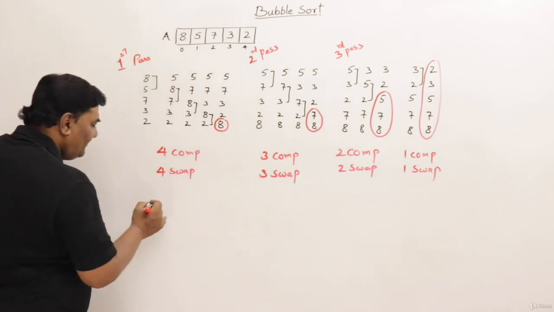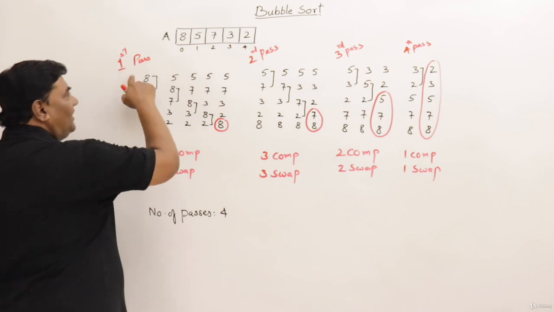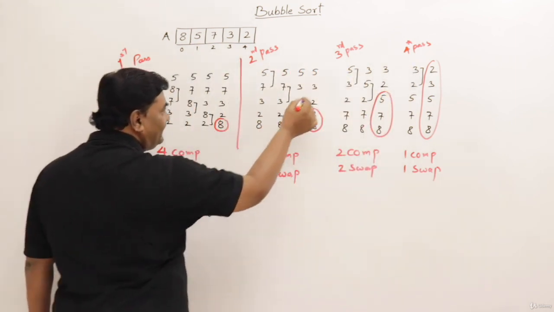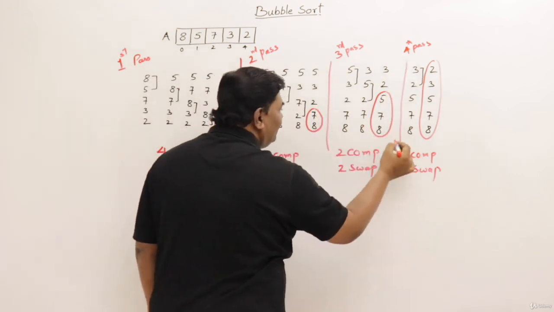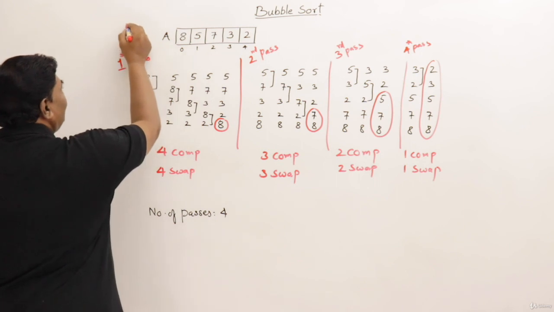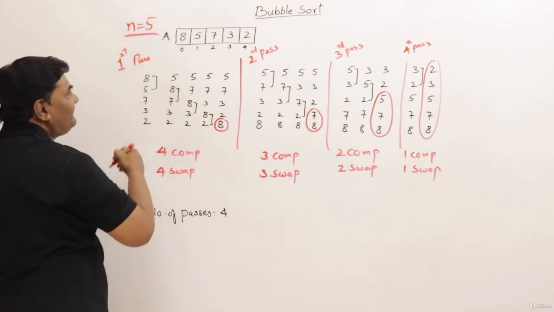First of all, how many passes have I performed? Total 4 passes. 1, 2, 3, 4. I have performed 4 passes. If I separate them like this, you can see them clearly. Then how many elements do I have? I did not write that. I have 5 elements. So n is 5.